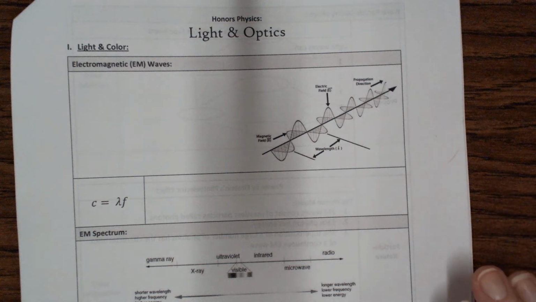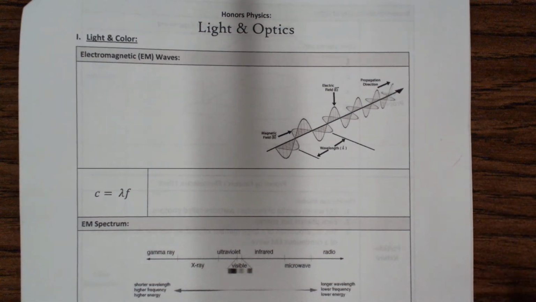Okay, so today we're talking about light and color, and this is our last unit of the year. So light is an electromagnetic wave.